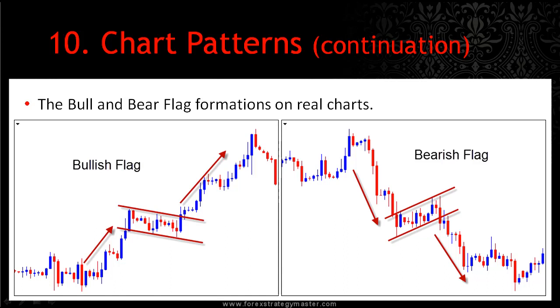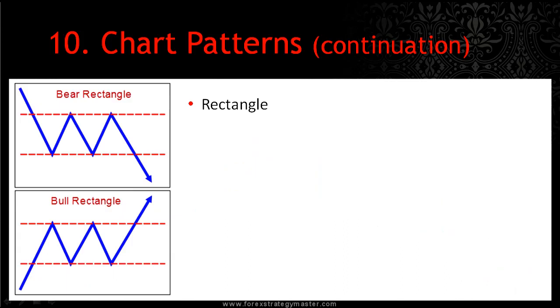On the right, we see a bearish flag. The market moves down very strongly and then kind of consolidates as it moves sideways and slightly upwards. Once the consolidation is over, price will break down through the bottom of the channel and then continue in that original trend direction. A rectangle.